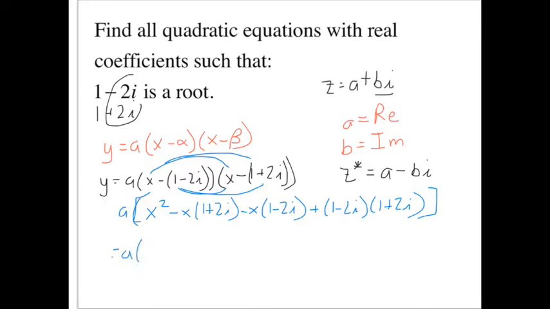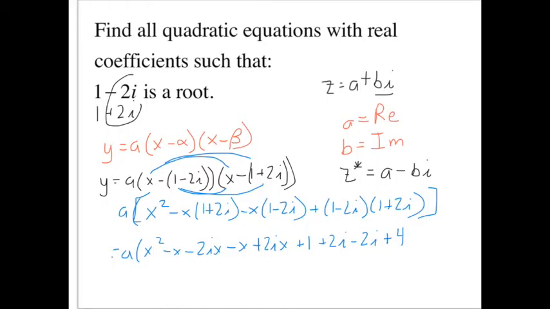So I'm going to have x squared minus x minus 2ix minus x plus 2ix. And then here, 1 times 1 will be 1. 1 times 2i will be plus 2i. 1 times minus 2i will be minus 2i. And then negative 2i times 2i will be negative 4, and because i times i is i squared, then the negative will become positive, so positive 4.